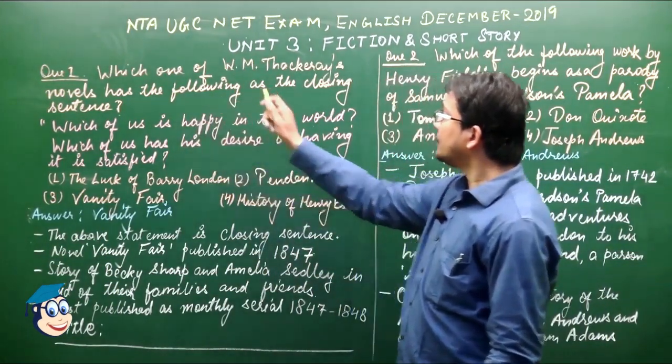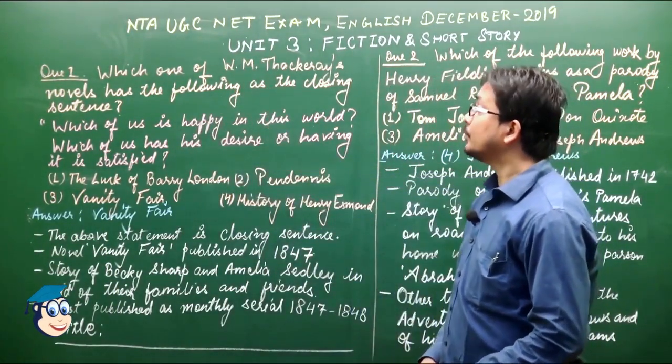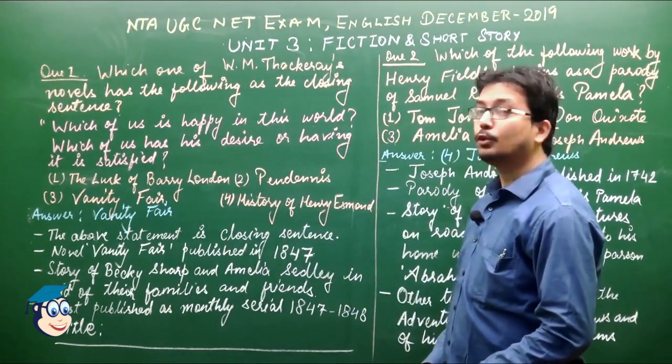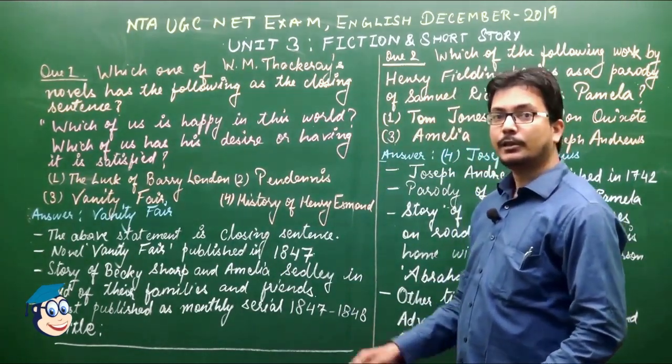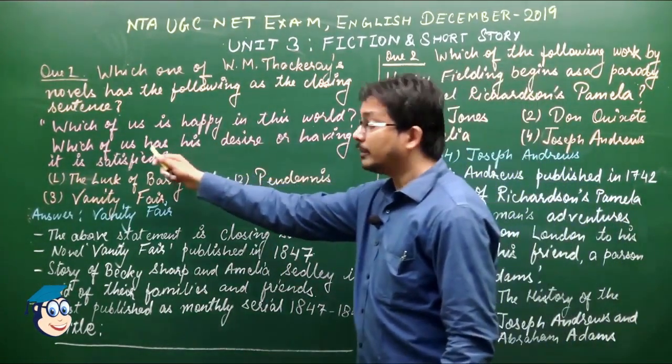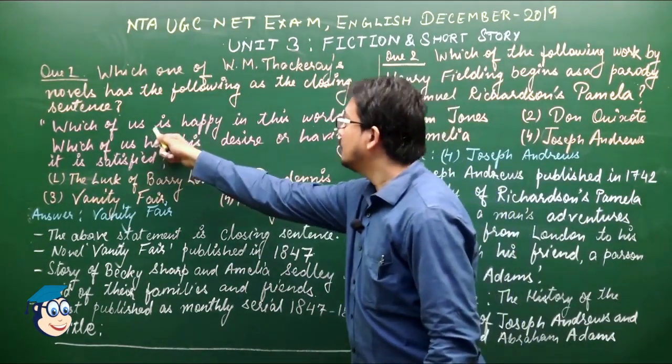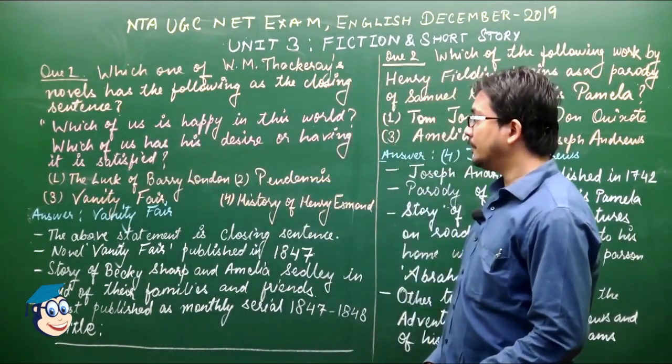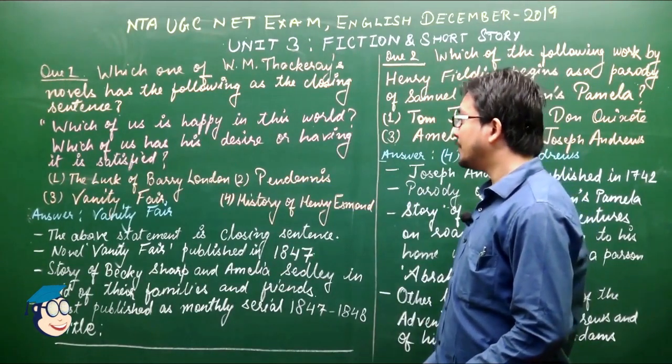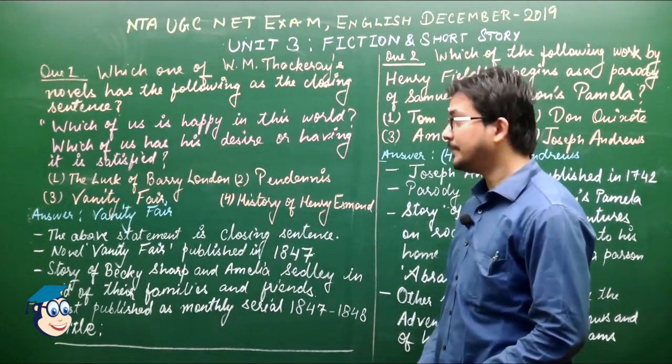Let's talk about the solutions of Unit 3, the very first question. Question 1. Which one of W.M. Thackeray's novels has the following as the closing sentence? The statement is to be read first. Which of us is happy in this world? Which of us has his desire, or having it, is satisfied?